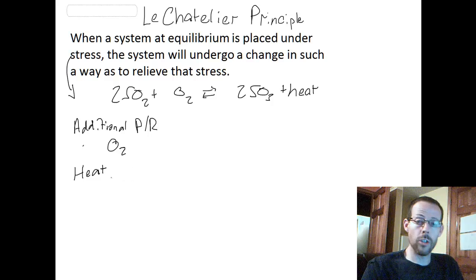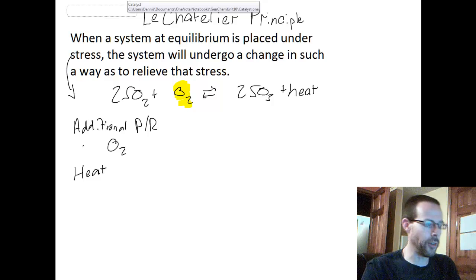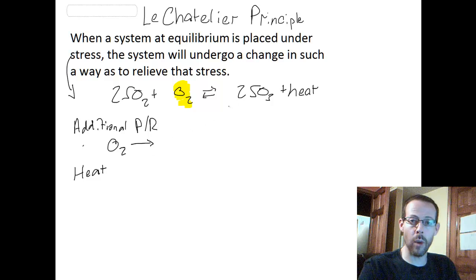If we look at our balanced equation, we find oxygen on the reactant side. If I add more oxygen, the reaction is going to try to shift itself to get rid of the additional oxygen I'm adding. Because oxygen is a reactant, it's going to want to get rid of that reactant. So the reaction is going to shift to the right, and we're going to end up making more SO3.